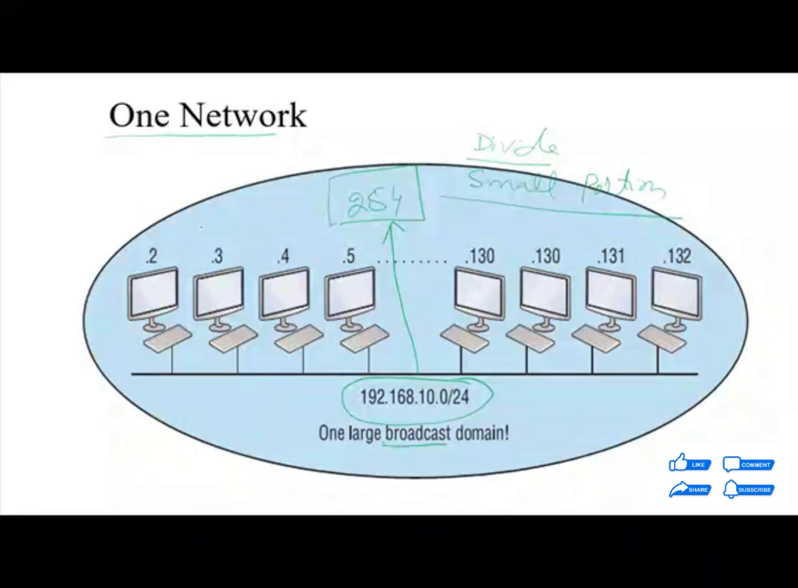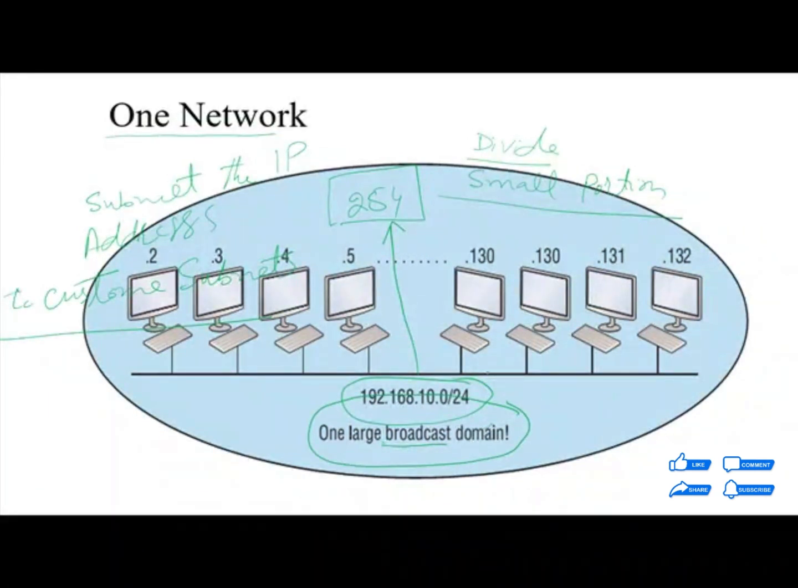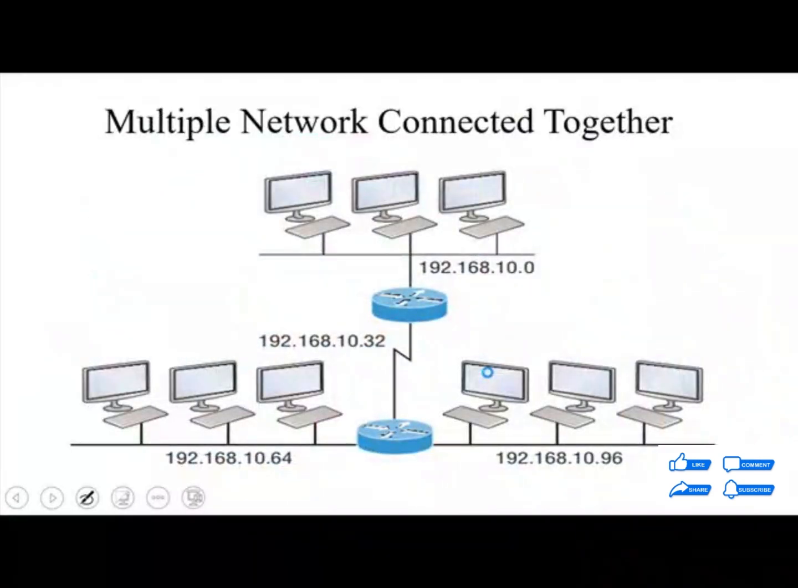And to do that, normally we subnet the given IP address into custom subnets, meaning custom IP addresses. That's what we normally do in subnetting to overcome that large network domain or that large single broadcast network. It will be customized using subnetting.